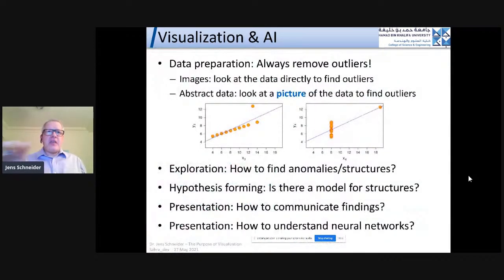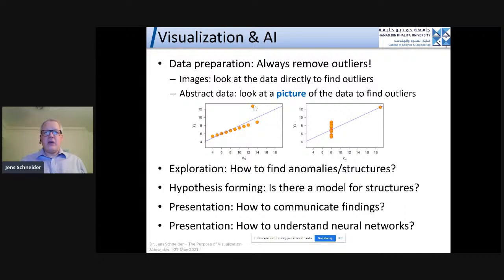The problem here is again that we have to remove these outliers for training AI. Otherwise, it doesn't generalize very well because you fed it false information. This is an active, very hot research topic right now: how to deal with incomplete, fuzzy, or contradicting labels. For images, it's easy. We just look at the data directly to find the outliers. But for abstract data, we need to look at a picture of the data to find the outliers.